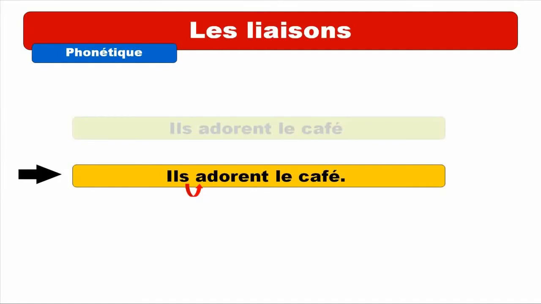So actually liaison means link. So if you want to link the words, in this case you will get ils adorent le café. So you can see the difference between the first one, without the link, and the second one, with the link. Okay, so let's see now 6 examples.